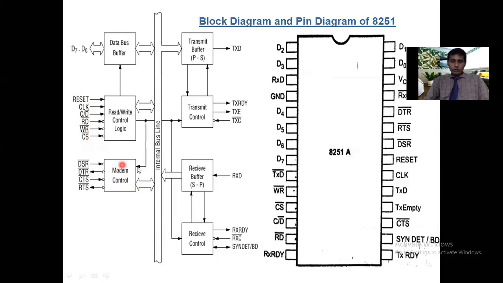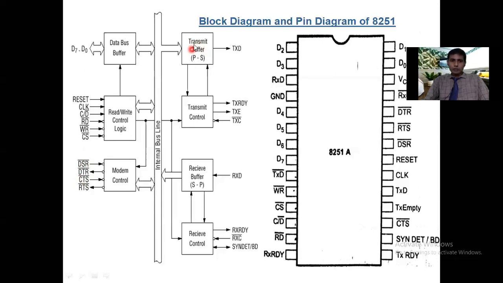Then the other is modem control. The modem control block is mainly used to communicate data between the 8251 and an external modem device. It does this with the help of four modem control pins: DSR bar, DTR bar, CTS bar, and RTS bar signals. We'll see their functioning in detail later in the pin diagram.